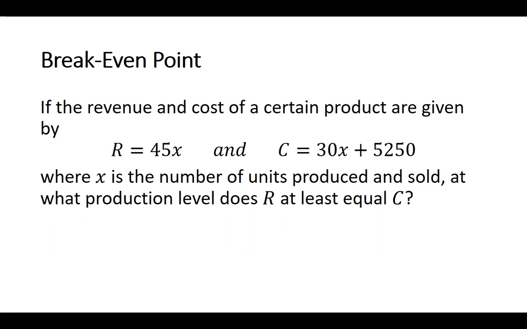So x is the number of units produced and sold. What production level does R at least equal C? At what point do we bring in at least as much money as we put out? So let me put that on the board here. R is equal to 45x and C is equal to 30x plus 5250. Okay, and we want to know when R is at least equal to C. So that means greater than or equal to C.